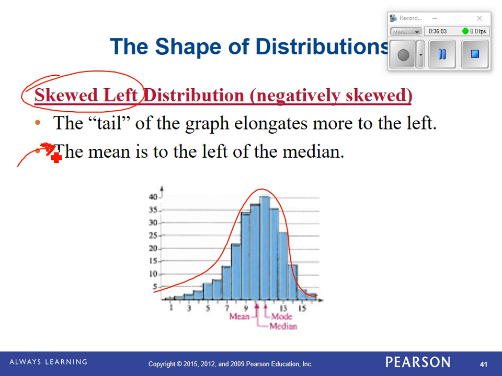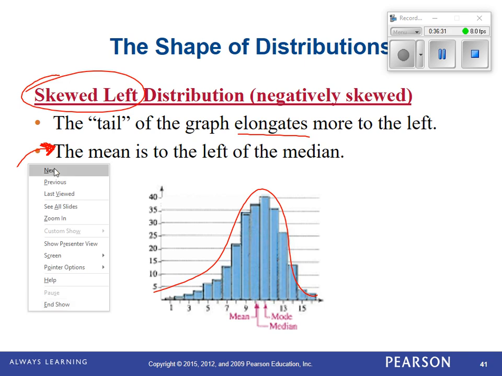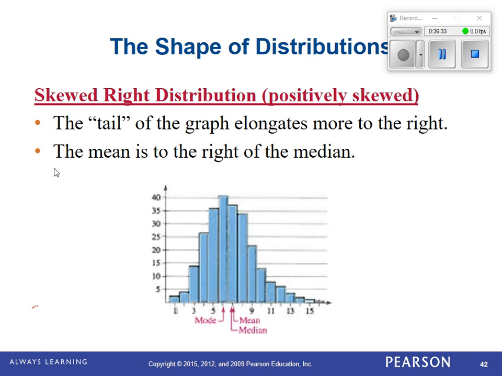It could also be called negatively skewed just because it's to the left. So skewed right, which is on the next slide, could be called positively skewed. If I know what elongate means, it's a big word that means stretches it out. Nothing really difficult. Skewed right, positively skewed. Again, look at it and it's got a tail off to the right.